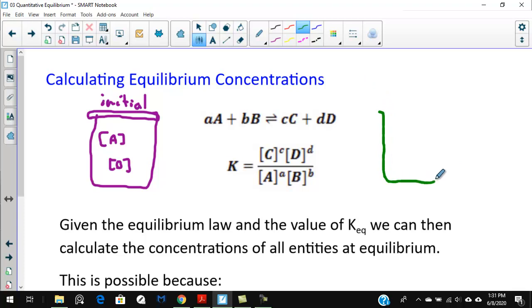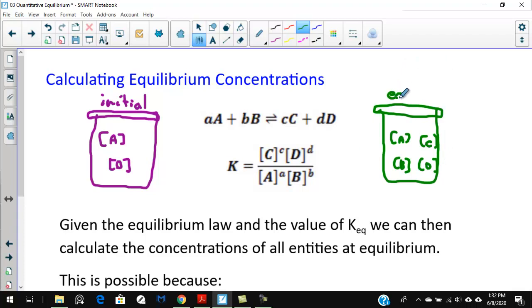all four chemicals, because the reaction would have proceeded until the forward and reverse reaction rates were equal. And then what we would find in here would be some new concentration of A, some new concentration of B, because we don't use them all up. It's an equilibrium reaction, so we don't go to completion. There would be some C having been made and some D having been made. So all of the things will be present at equilibrium.